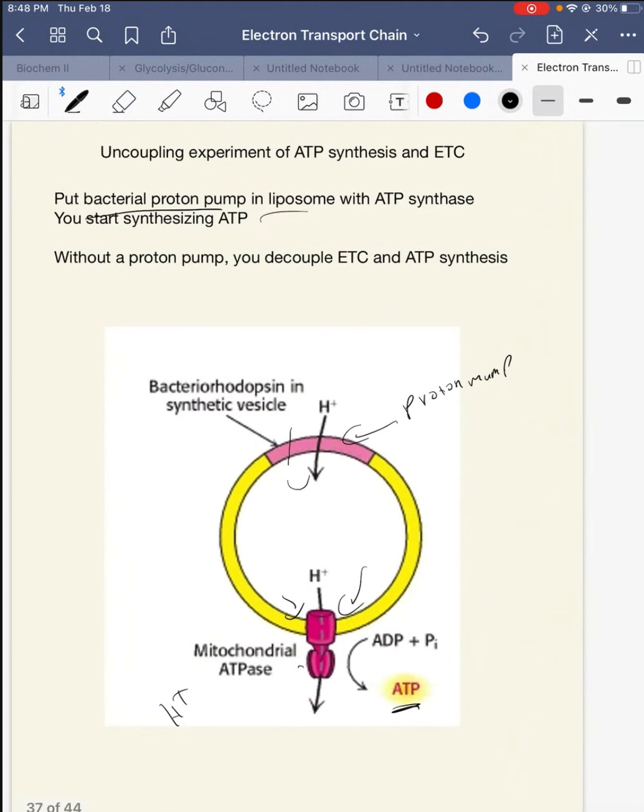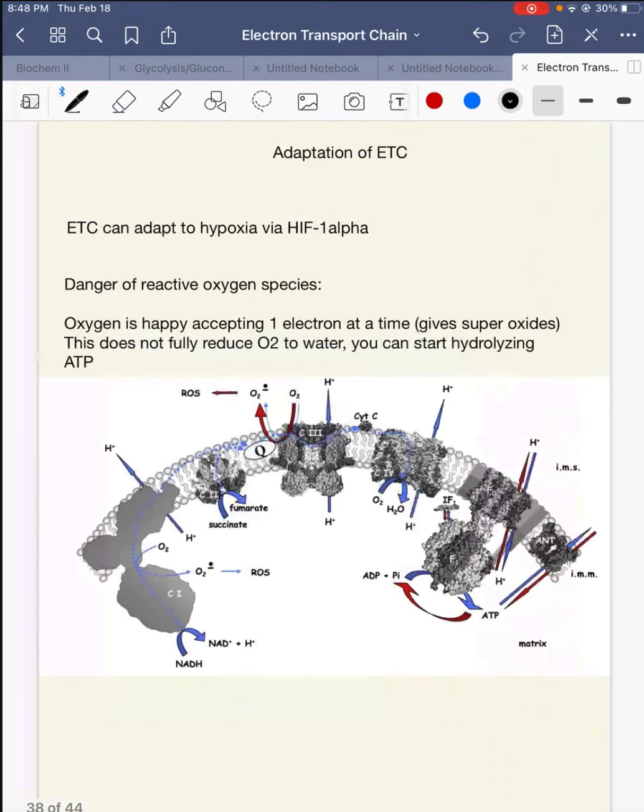Okay, so let's talk about what the ETC can do when we're under hypoxia. So we mentioned under hypoxia we won't have an electron acceptor, the gradient gets flipped, and then ATP synthase would run backwards. So the cell has some adaptations to try to help as much as possible. Because if it doesn't, the cell will just use all of the ATP in the cell, and it will just start burning through energy, and it uses ATP from other cells, and then it will just be really bad. So the cell needs a way to regulate this.